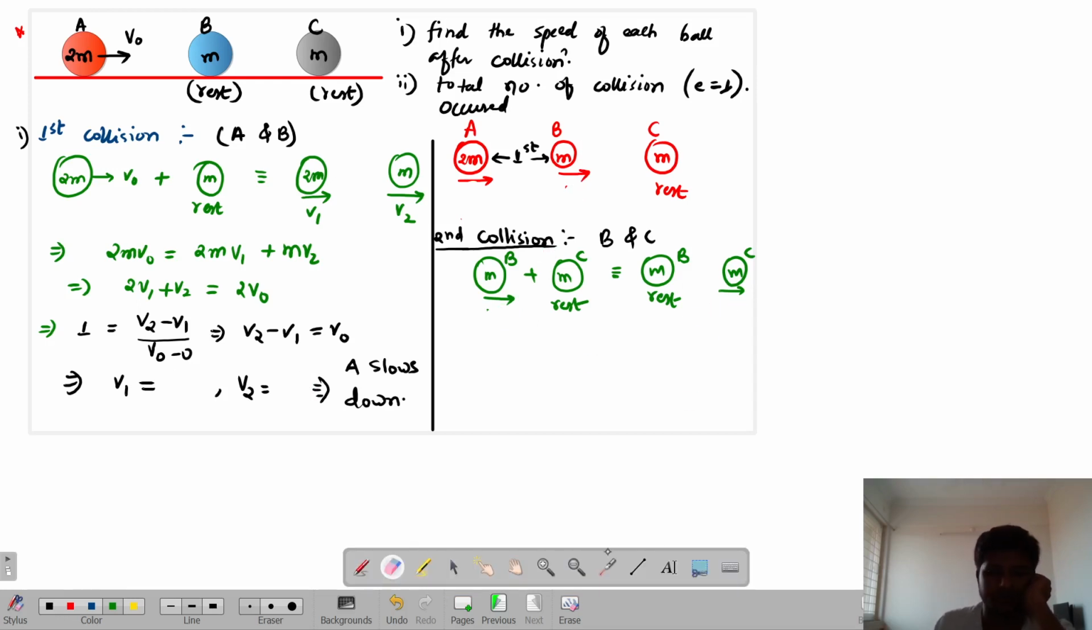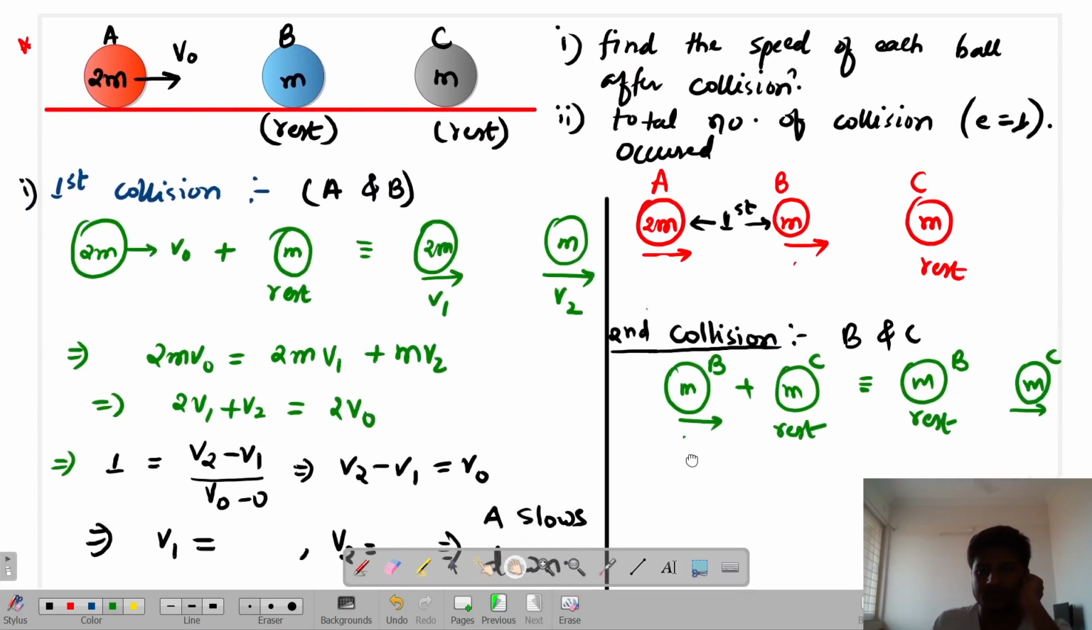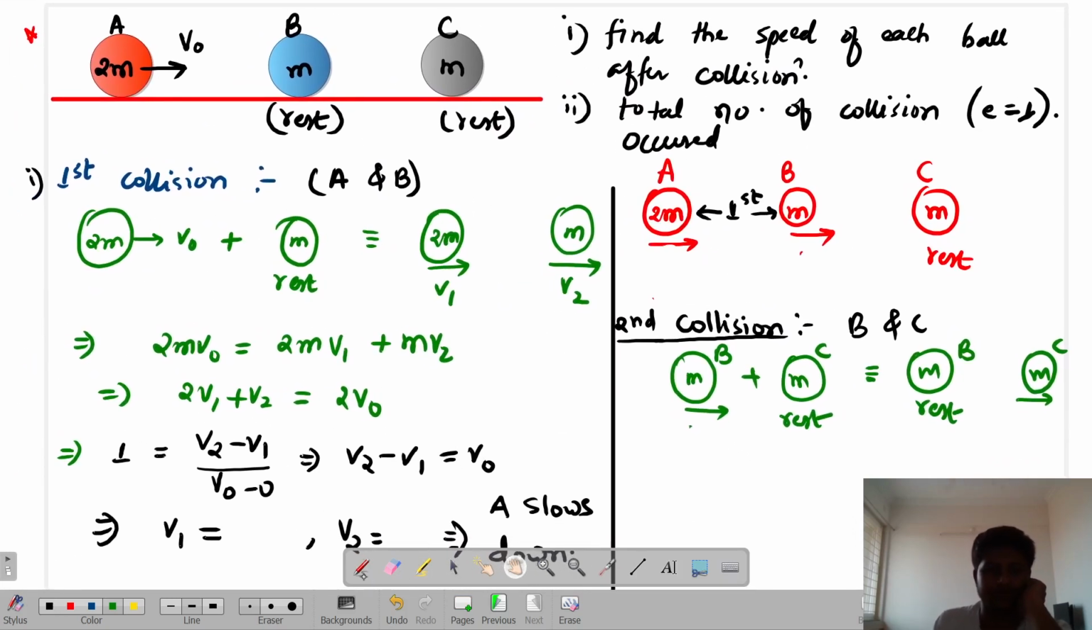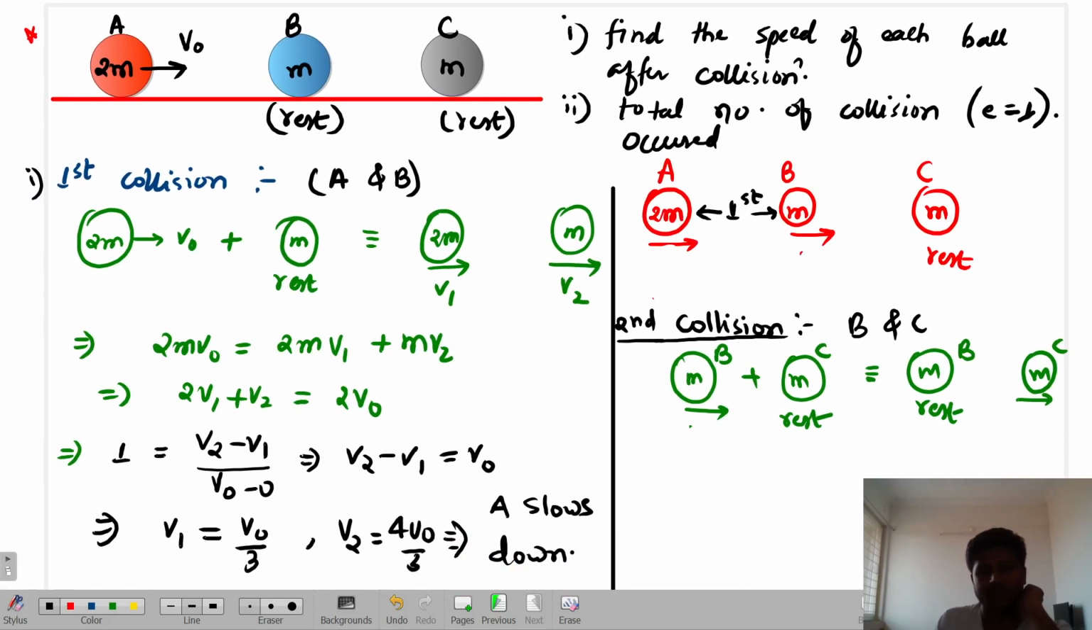One minute. So look over here. V1 we got to be v naught by 3, while v2 we got 4 v naught by 3. So v2 means what? V2 is the velocity of the rest mass initially, isn't it?